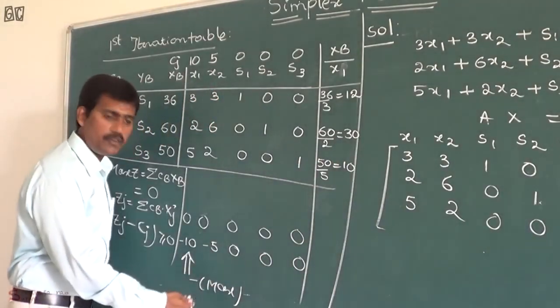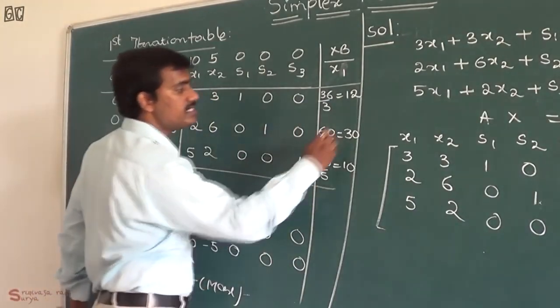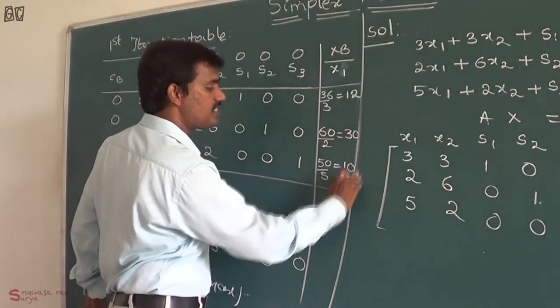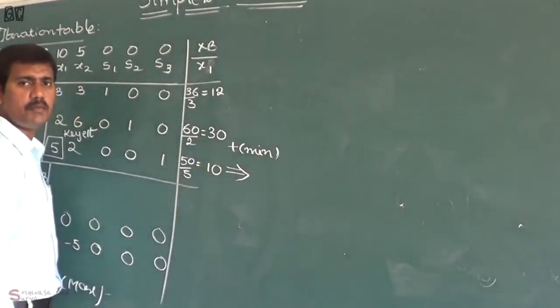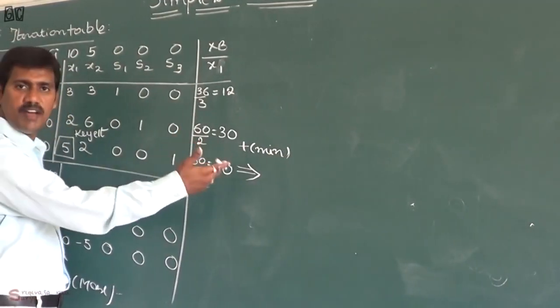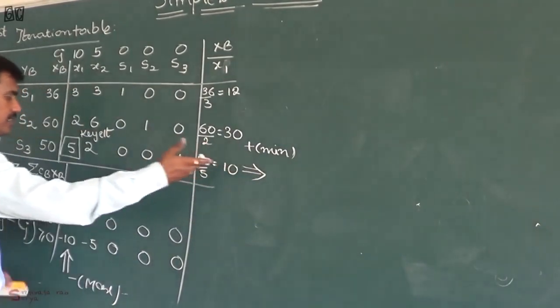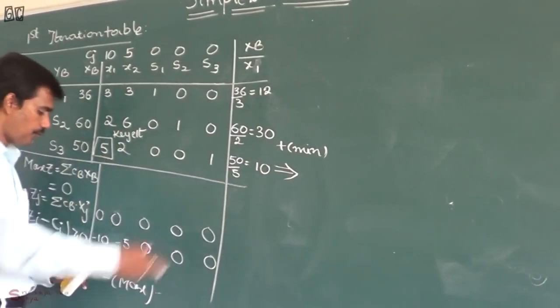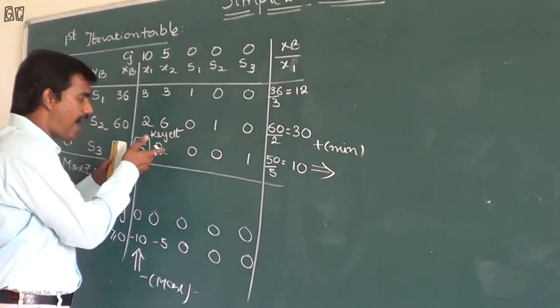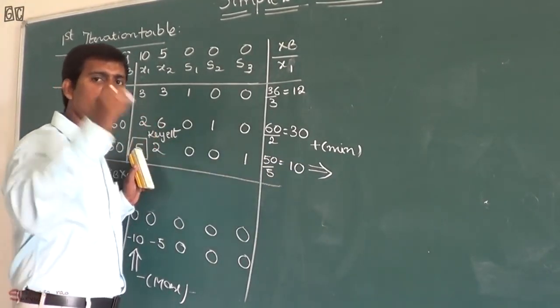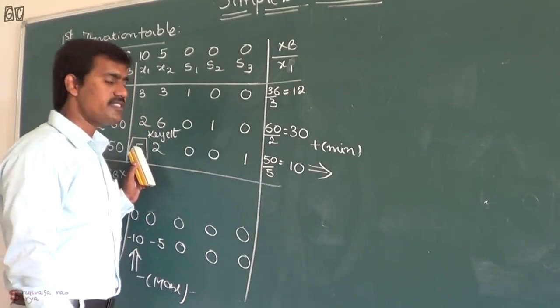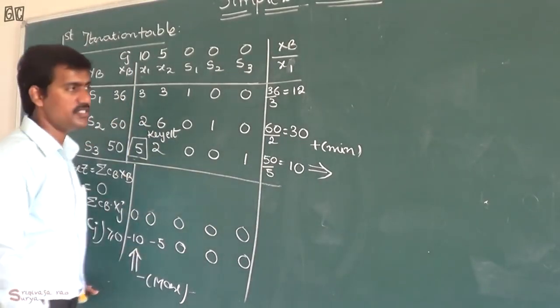In the earlier step we took the minus of the maximum. In this case we consider the plus of minimum. So the minimum value here is 10. Obviously this is the key element. If you combine these two arrows, the intersection value is the key element. Because of this key element, we will fix the condition that is not satisfied, Zj minus Cj.